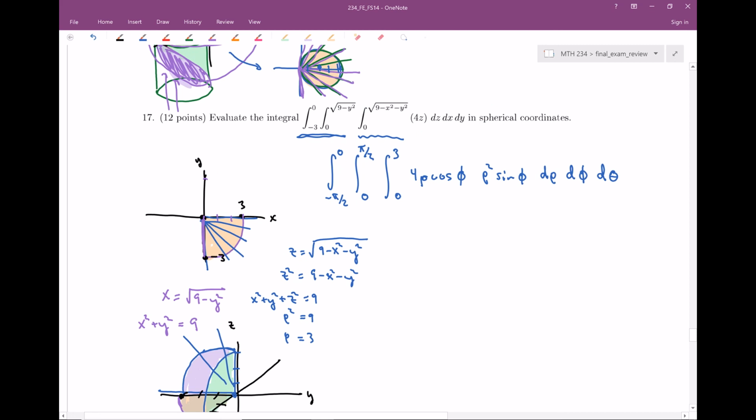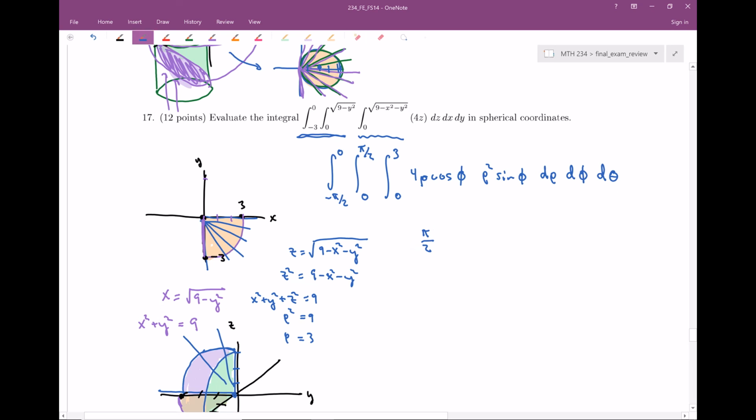Notice it does say evaluate, so not just setup, but evaluate. I think this is going to be the most difficult part, though. The evaluation really should not be so bad. Looking at this, I see that I don't have any thetas in my bounds, no thetas in the functions down here. So if I integrate with respect to theta, the integral of 1 is going to be theta, and then I evaluate 0 minus negative pi over 2. So that's just pi over 2. Okay, let's go ahead and erase all that.